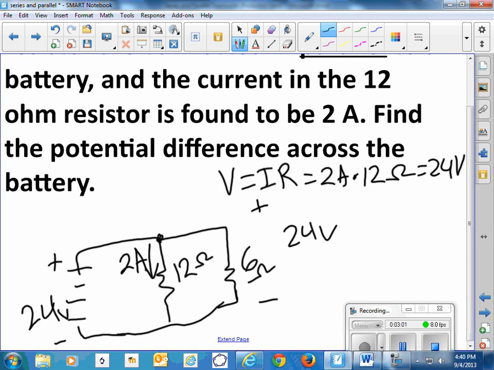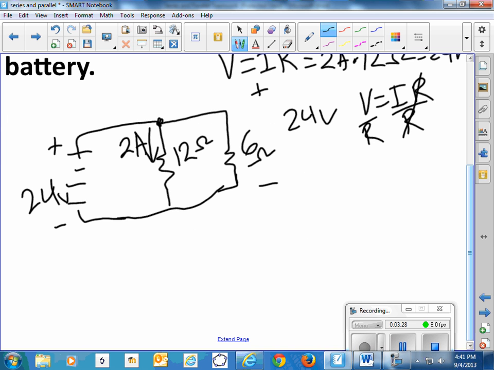Well, if I have 24 volts across a 6 ohm resistor, let's see how much current would flow. Well, voltage equals the current times the resistance, and we know the voltage, so let's go ahead and solve that for current. Let's divide both sides by R. So the current equals the voltage divided by the resistance. The voltage is 24, the resistance is 6, so there are 4 amps flowing down through this path.